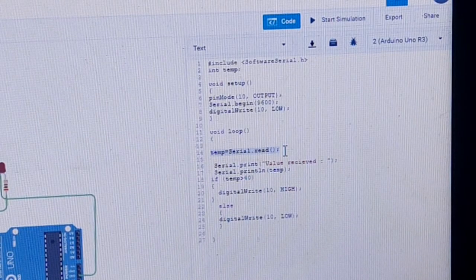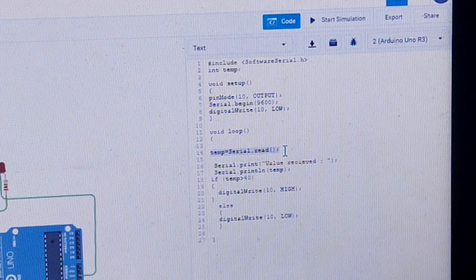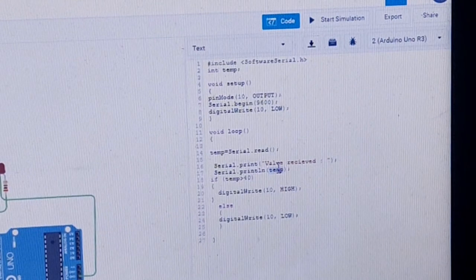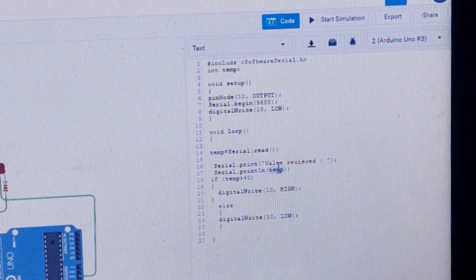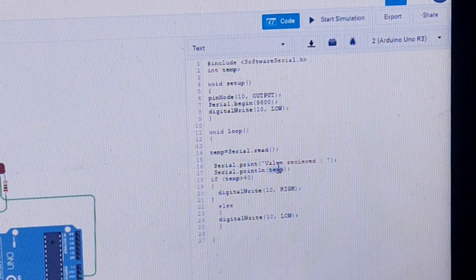Serial.read gets data from the first Arduino and stores that value in temperature, and this temperature value is displayed on the serial monitor. If the temperature value is greater than 40, then the LED is high, otherwise it is off.